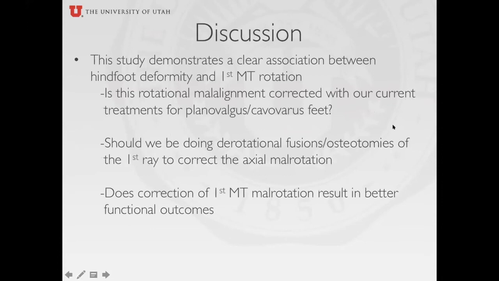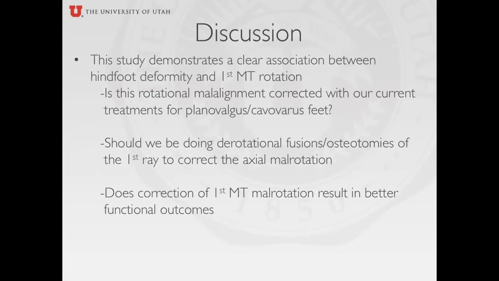So this study demonstrates a clear association between hindfoot deformity and first metatarsal rotation. In my eyes, when I look at this study, while it does demonstrate that association, I think it gives us more good questions to ask moving forward than it does truly definitive answers.